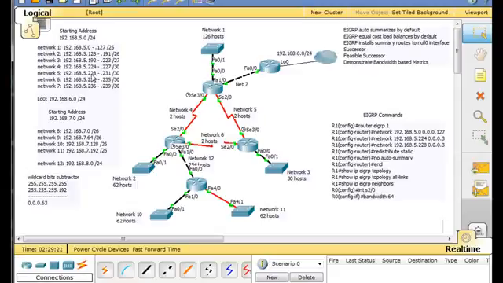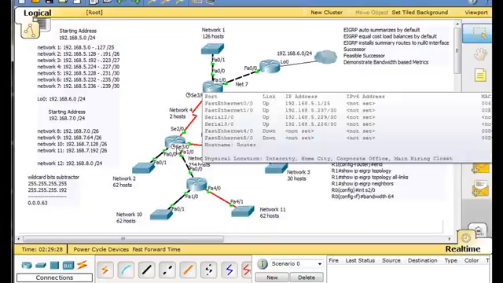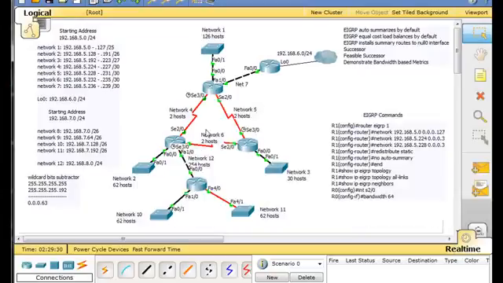Network 5 is the 228 network. And so this router has two paths to get to the 228 network. It's got this way, and it's got this way. And these are serial links at 128K. So each one of these serial links is 128 kilobits per second, right? So we're going to look at this routing table now.